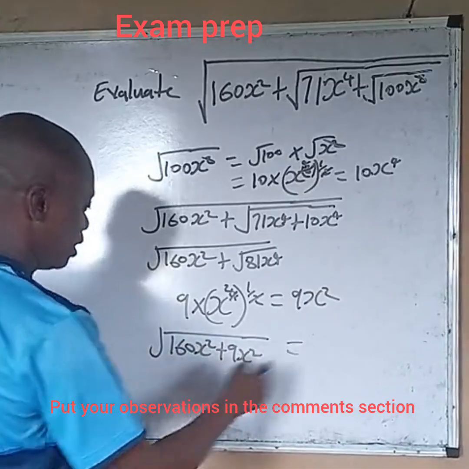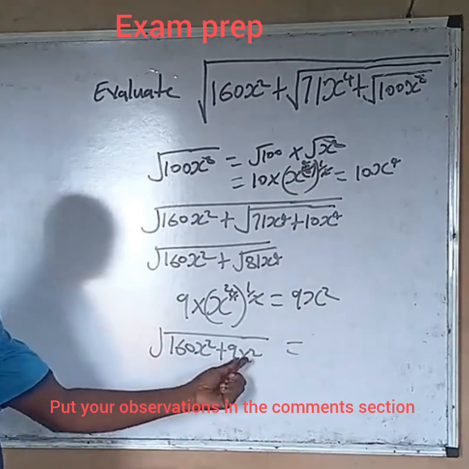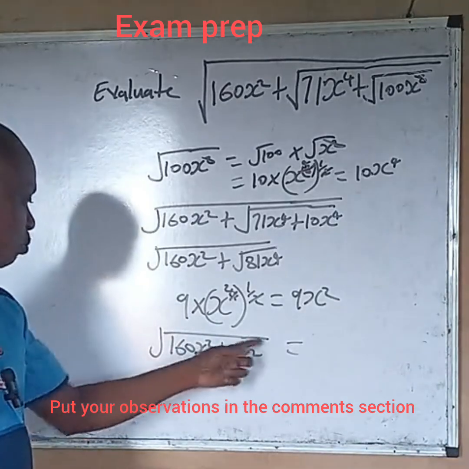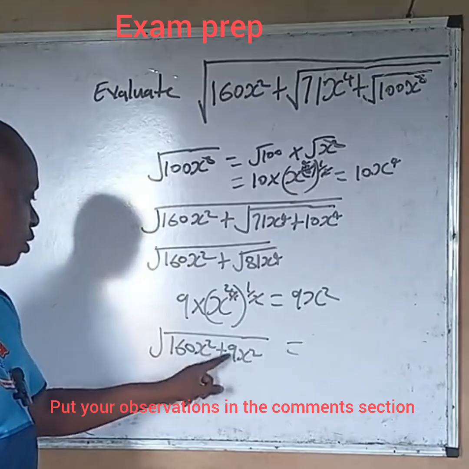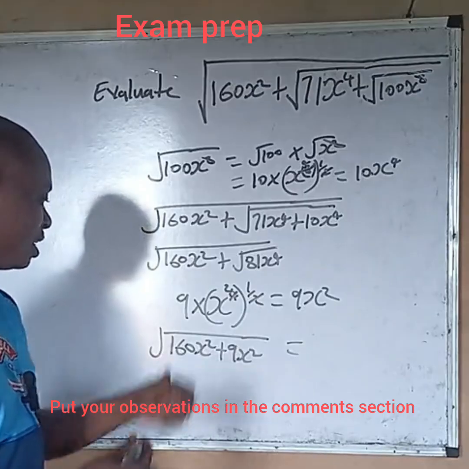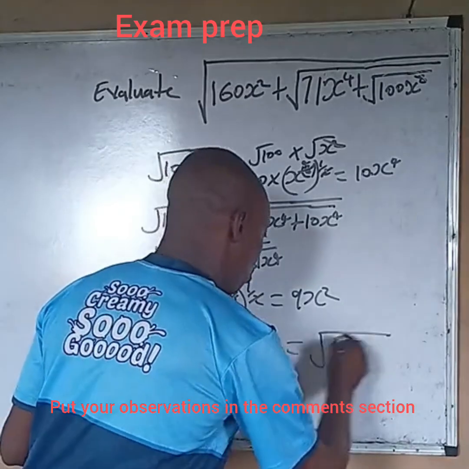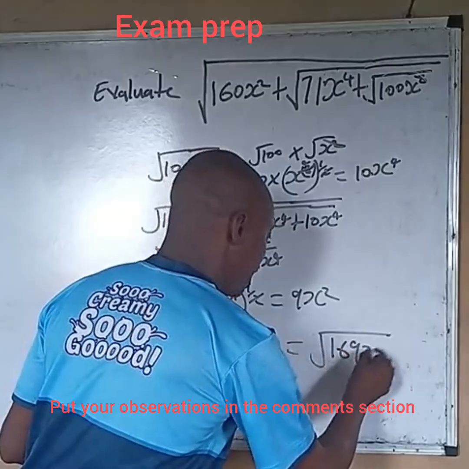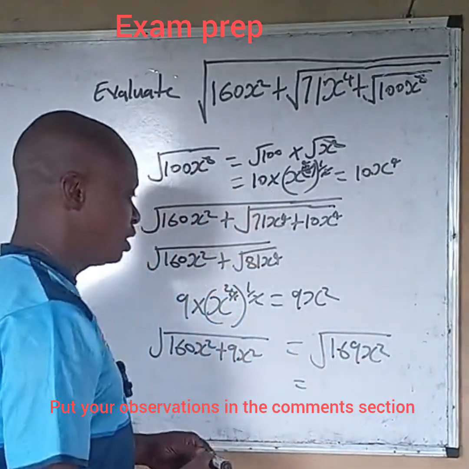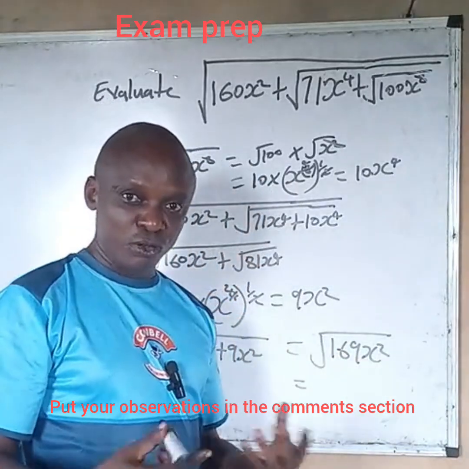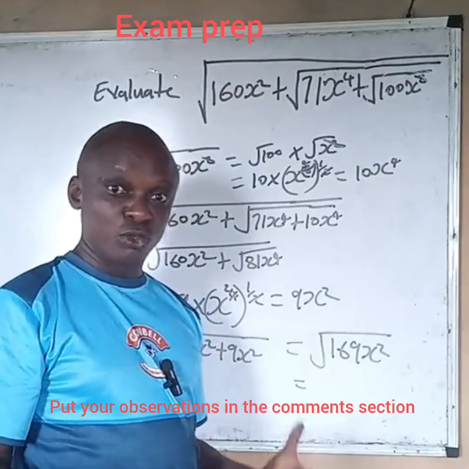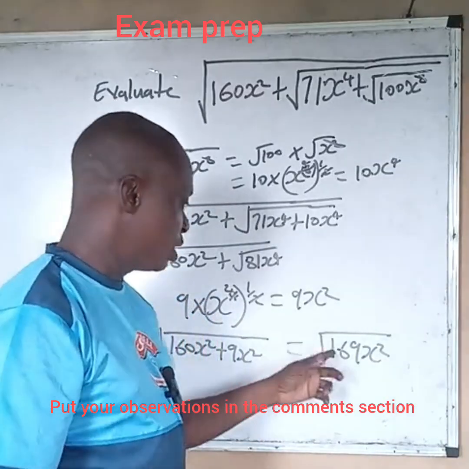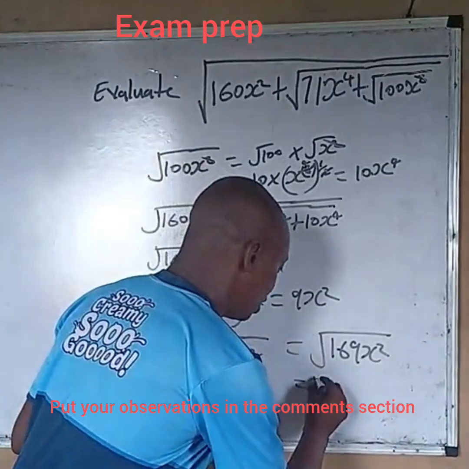Now look at it. What you now have still has the same like terms, x squared. So 160x squared plus 9x squared is 169x squared. So you now have root 169x squared. Now, when you find the square root of 169, if you are good in your multiplication table, you know it's 13. 13 times 13 is 169. So this will give us 13.